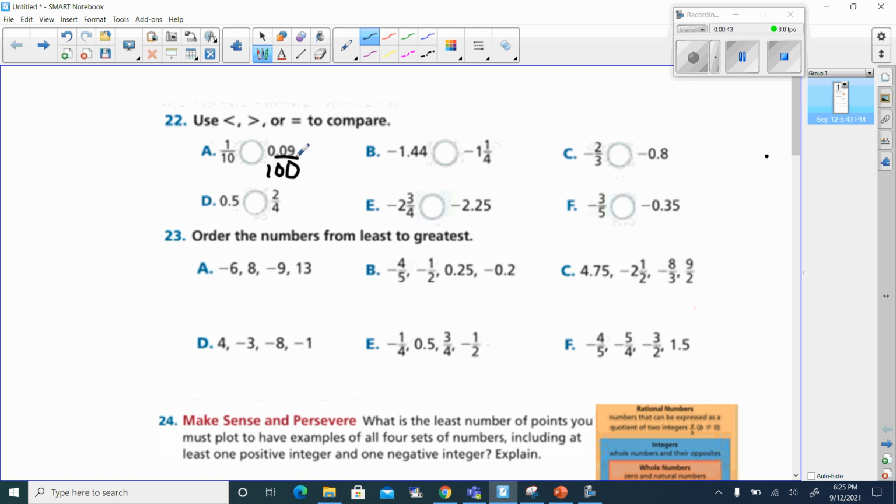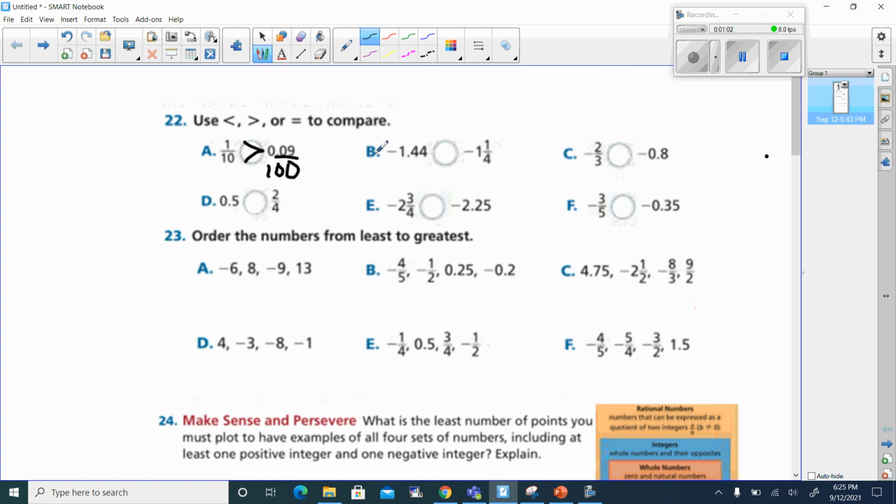And then, as you can see, this is going to be less than 1 over 10. So I would say this is greater than this. All right?